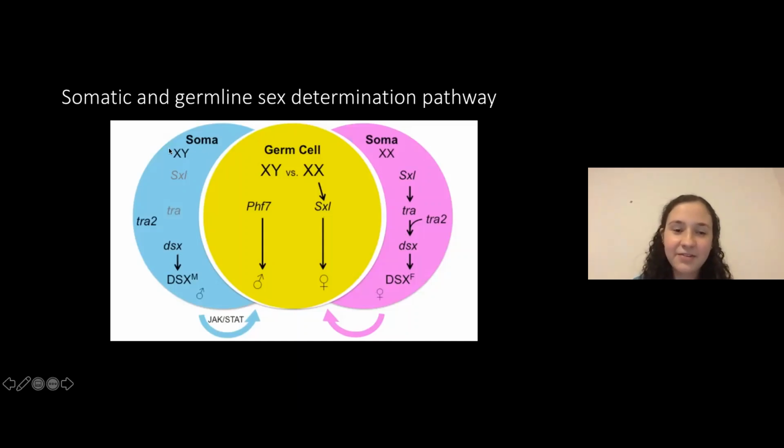Then in males, since there's only 1 X chromosome, sex lethal is never activated, and then TRA is never activated. So the default TRA2, transformer 2, activates the default double sex, which leads to the male-specific isoform of the double sex protein.